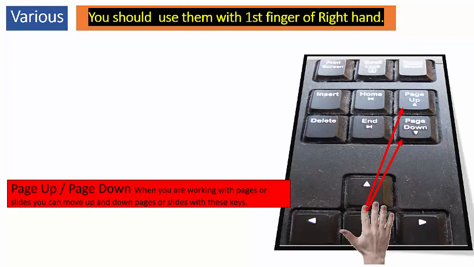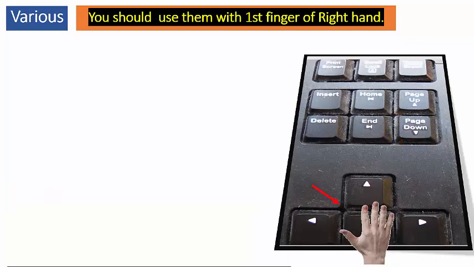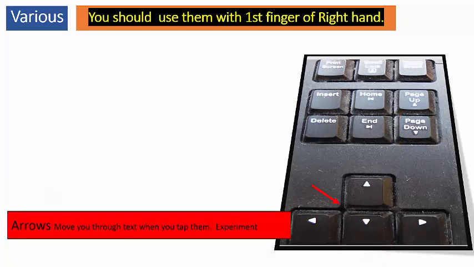Page up, page down. When you're working with pages or slides, you can move up and down pages or slides with these keys. Arrows. You move through text when you tap them. Experiment.